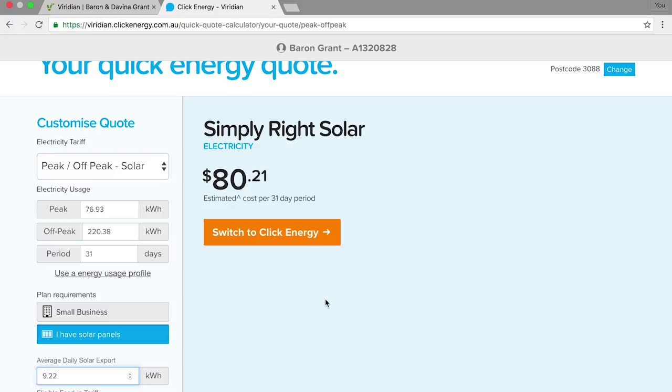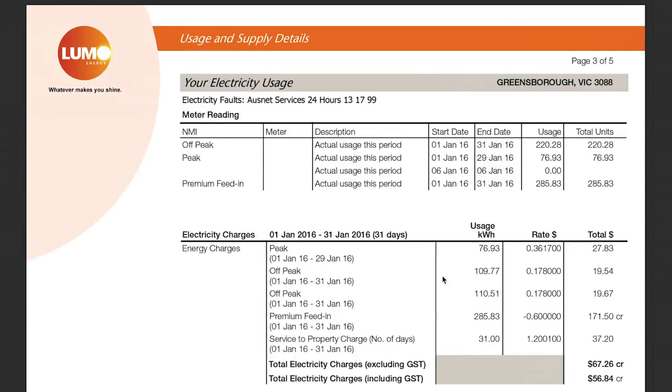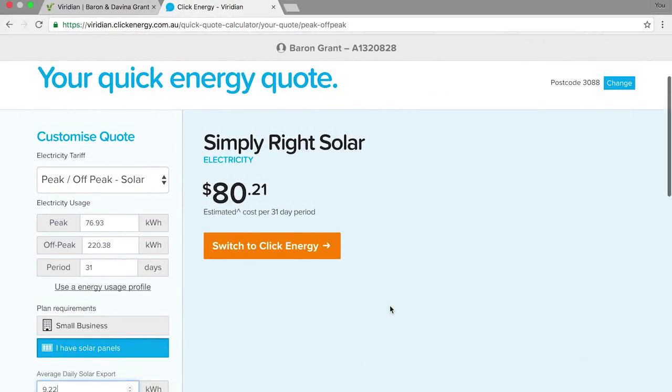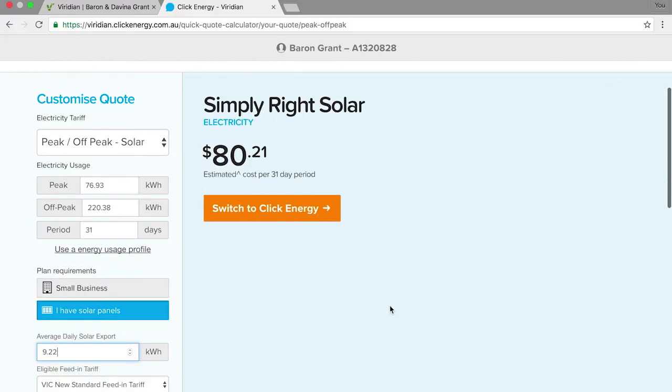So now that we've put all that information in, without having changed the eligible feed-in tariff type, we can see that the bill with Click would have been $80.21. Comparing this to the current provider, which would have been a credit of $56.84. So this shows the importance of making sure that we choose the correct eligible feed-in tariff type.